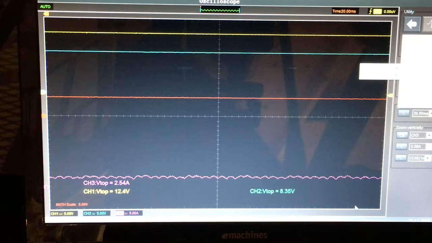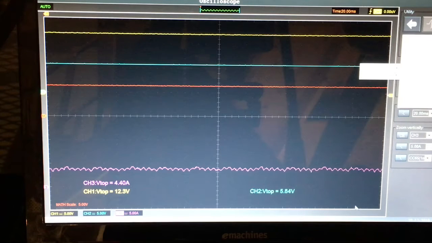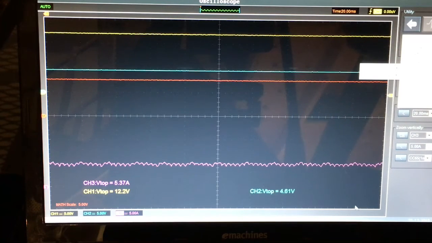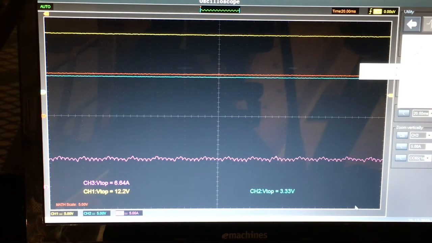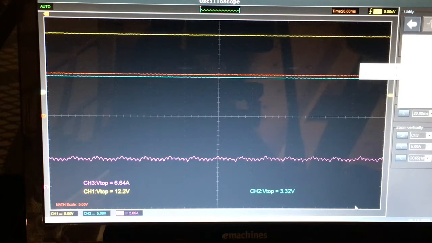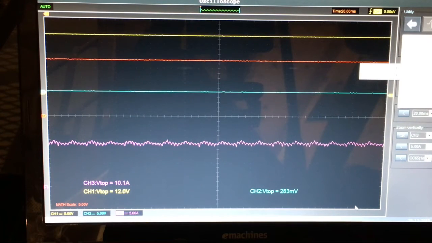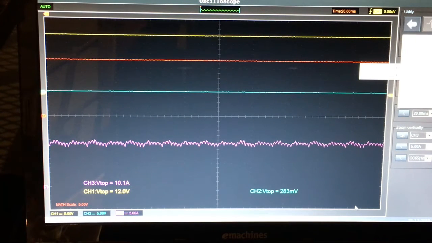That's speed one. Two, three, four, five, six, and that's speed seven and eight. So you can see the blower current is actually down significantly.